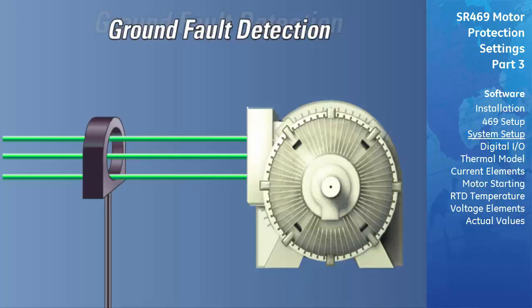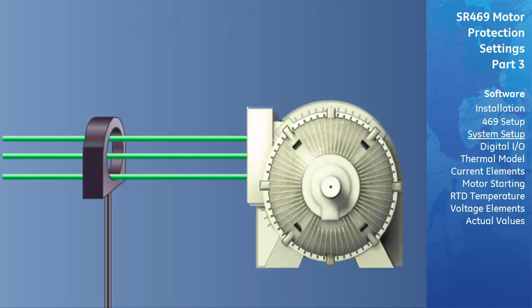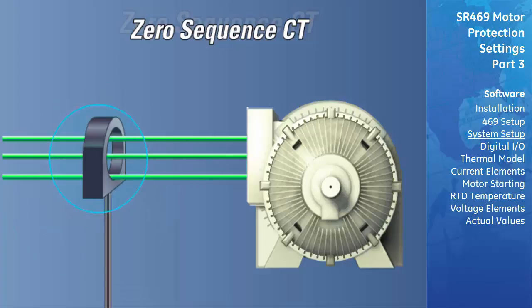Ground fault detection. There are several options for the ground fault detection depending on the grounding system used and the diameter of the motor cables. Zero Sequence CT. In this application, the Zero Sequence CT was chosen given its advantages over the residual configuration.